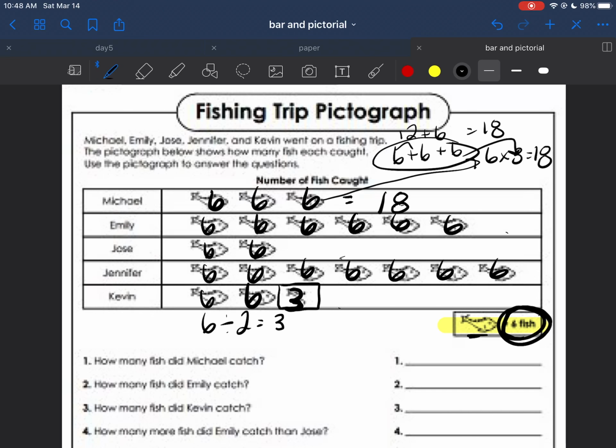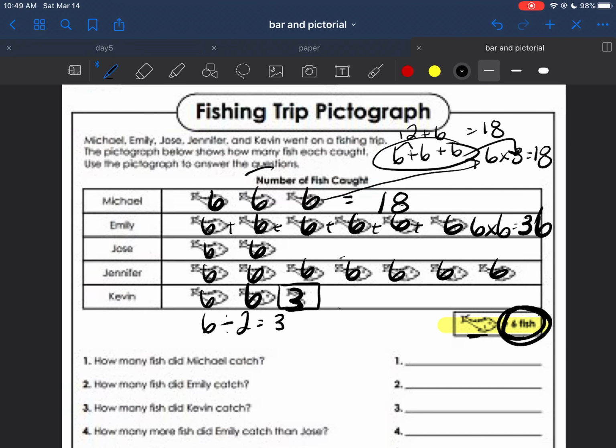Let's figure out Emily. I could repeatedly add 6 plus 6 plus 6 plus 6 plus 6. But I know that since repeated addition is the same as multiplication, it's a strategy for multiplication, I'm going to go ahead and multiply. Each fish represents 6 times how many pictures do I have? 1, 2, 3, 4, 5, 6. 6 times 6 is 36. So Emily has caught 36 fish.